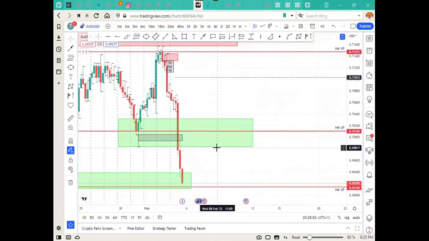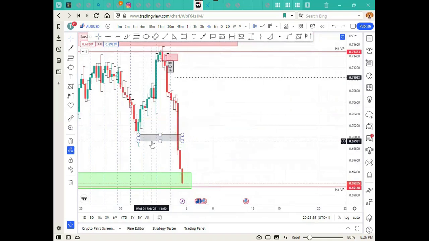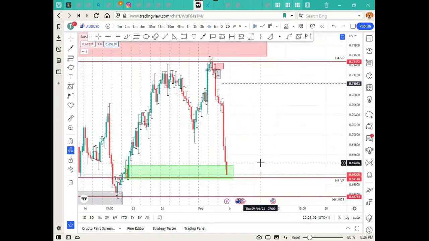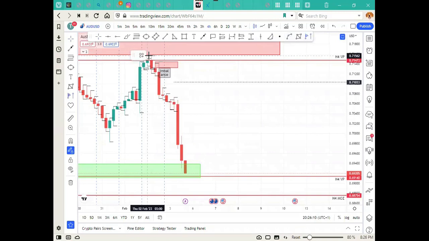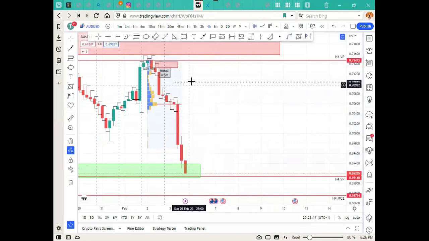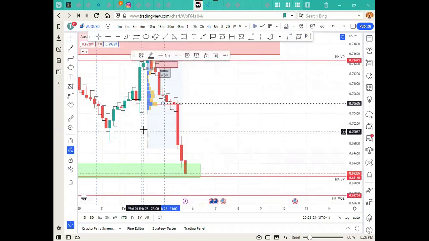So for me, this is not valid anymore. It has fulfilled the efficiency and wiped out this zone. So the zone we're currently in is a zone we marked out last week Sunday. Let us check the volume profile from this move, to know where the main liquidity lies. This is the volume profile. Awesome. So we now have a point of control.